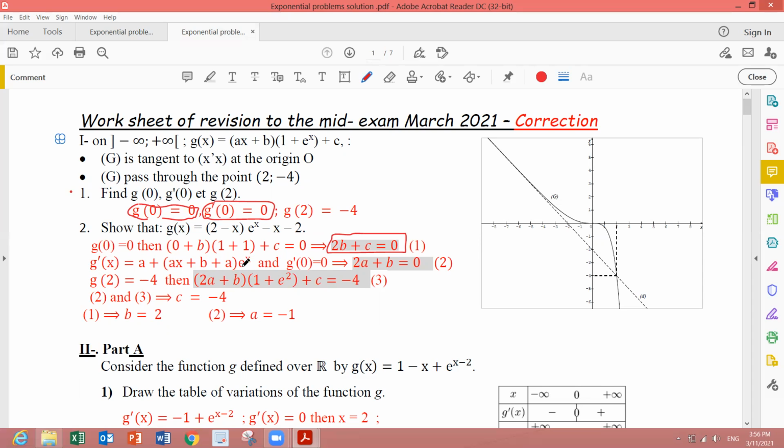g prime of 0 equal to 0 means a into b plus a equal 0, means 2a plus b equal to 0.